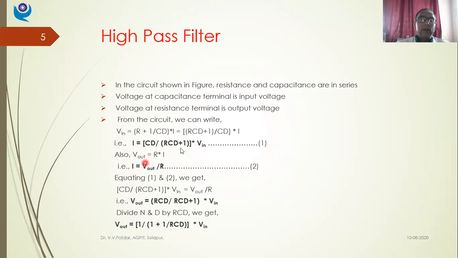RCD upon RCD plus 1, the entire bracket multiplied by V in is equal to V out divided by R. Right? So simplifying this, what will happen? Solving it for V out, this R will come on this side, isn't it? So V out is equal to RCD upon RCD plus 1.